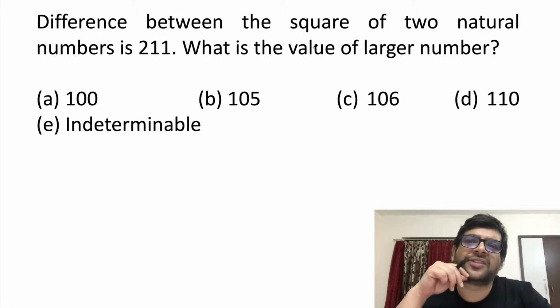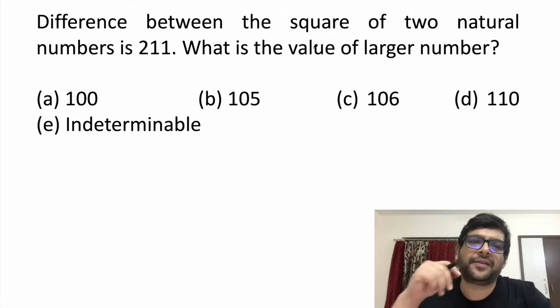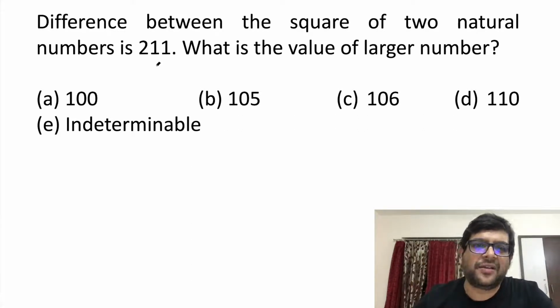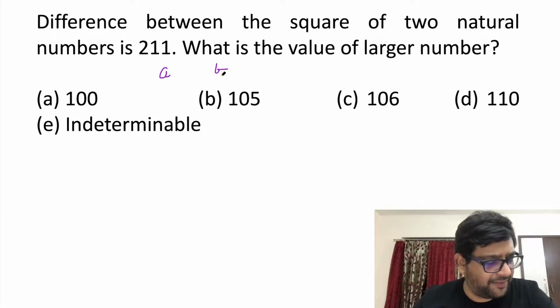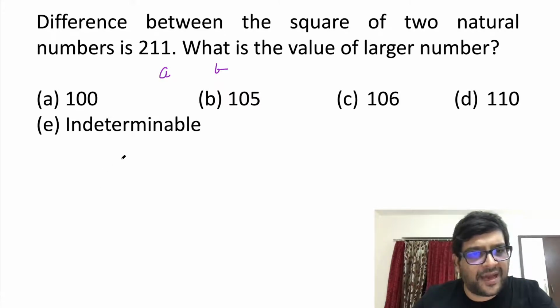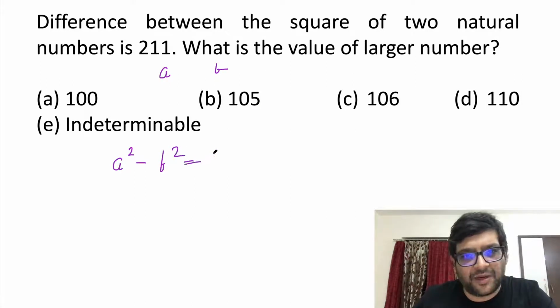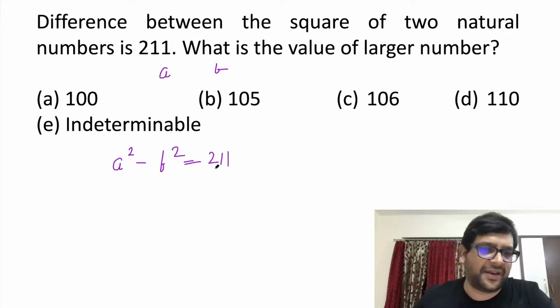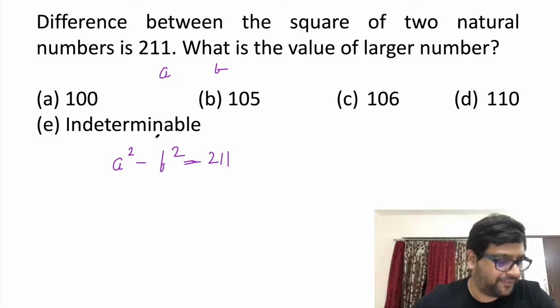Square of two natural numbers, difference is 211. Let's say one of the natural numbers is A, another one of the natural numbers is B. So A square minus B square is equal to 211. This is what is given to me.